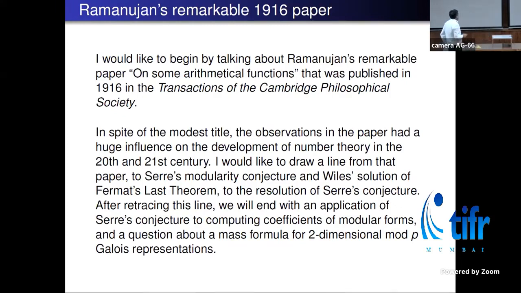So I'm going to draw a line from this old paper of Ramanujan in 1916 called "On some arithmetical functions." It had a remarkable influence on the development of number theory across the 20th century. In some sense one can make an argument that that paper set off a set of developments which led eventually to Wiles's solution of Fermat's last theorem, via the work of Serre and Swinnerton-Dyer in the 1960s and 1970s to try and understand some of Ramanujan's remarkable observations, particularly to do with the prime 691. Okay, so I'll come to the prime 691.